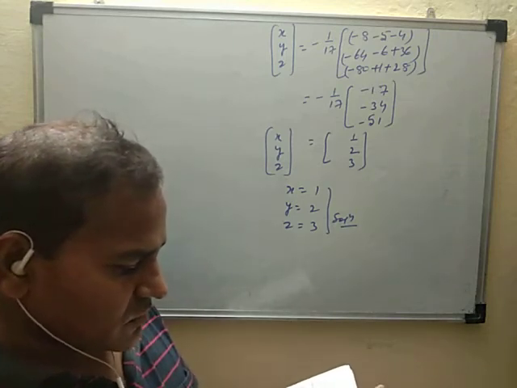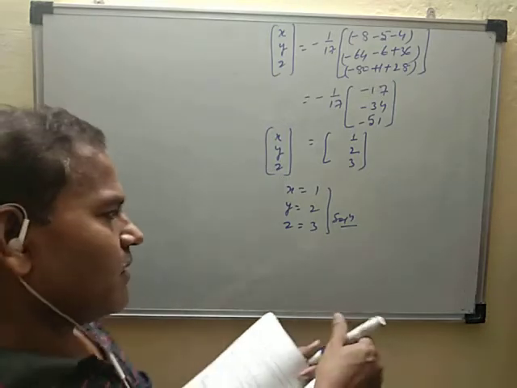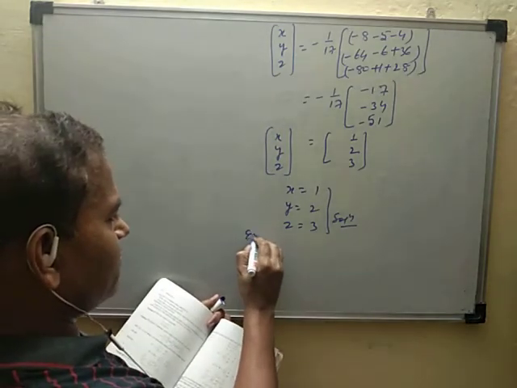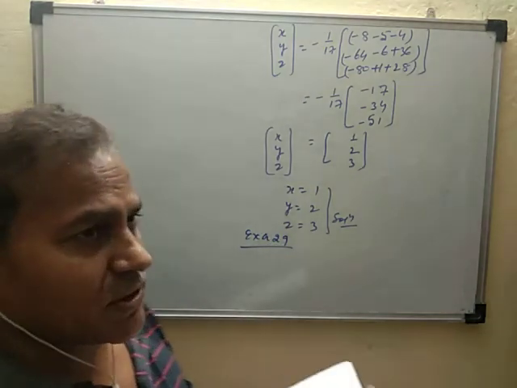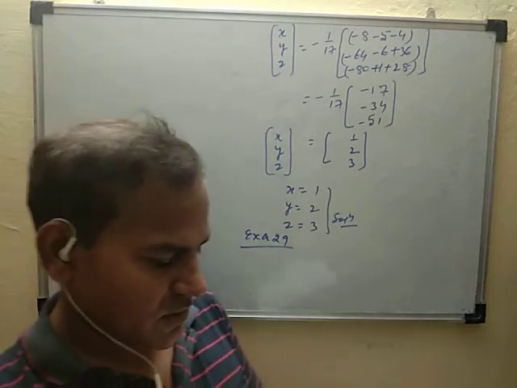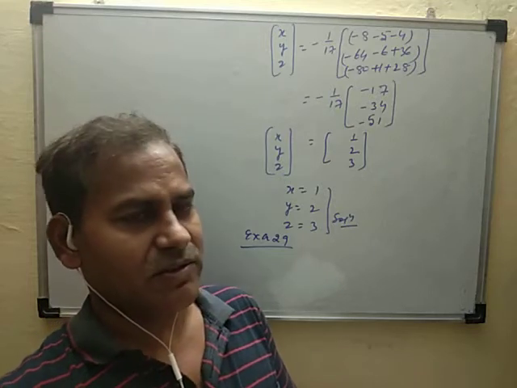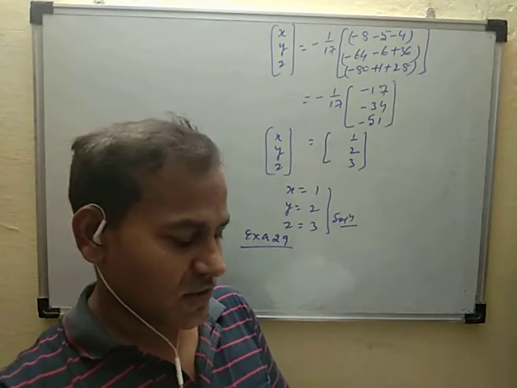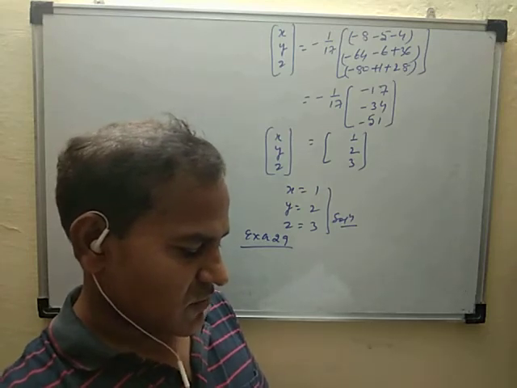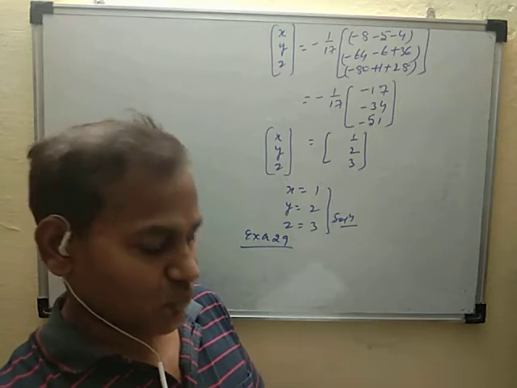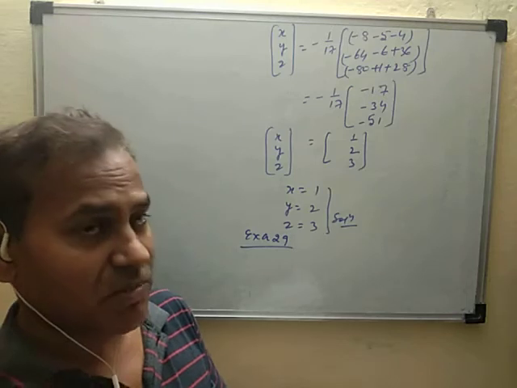And now example number 29. Example number 29. You read, what is the question? The sum of three numbers is 6. And last here what is the question? Find the numbers. So suppose the numbers are x, y and z. Given the sum of three numbers is 6.